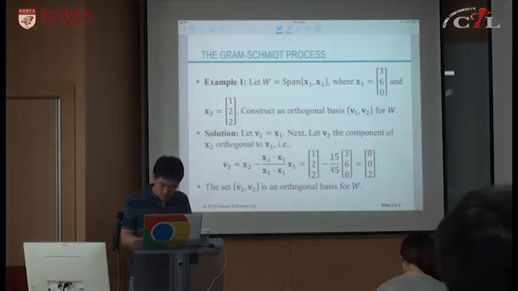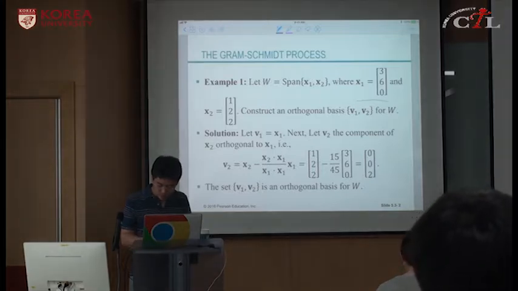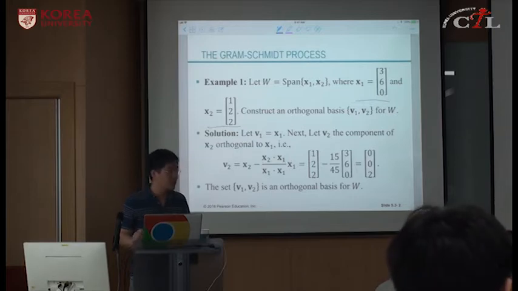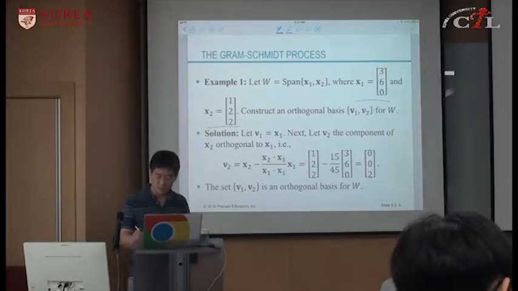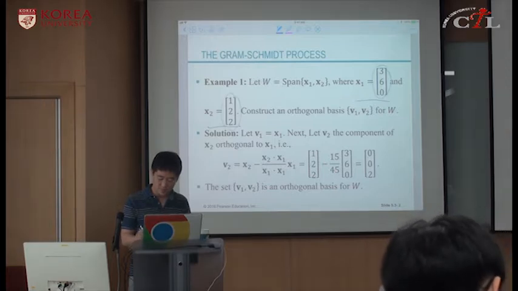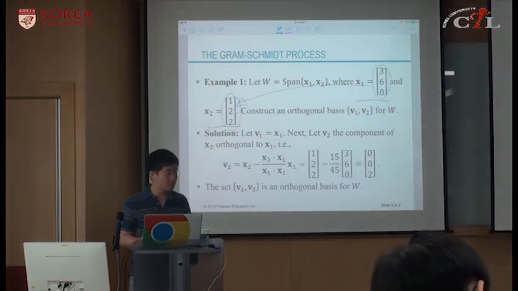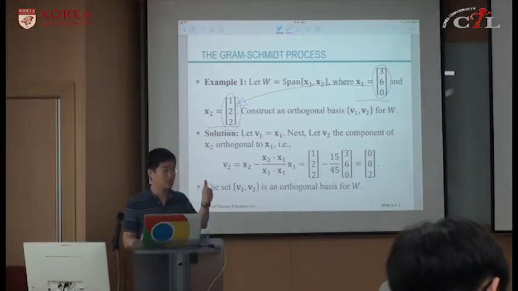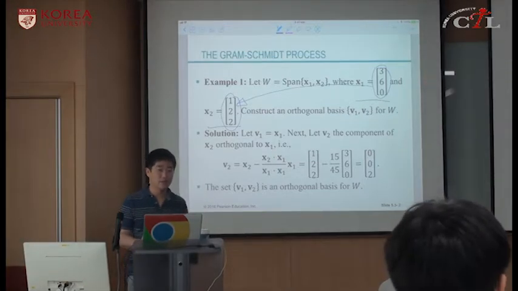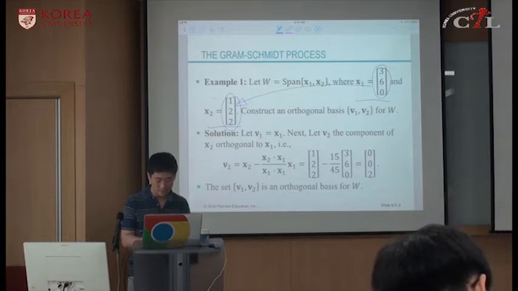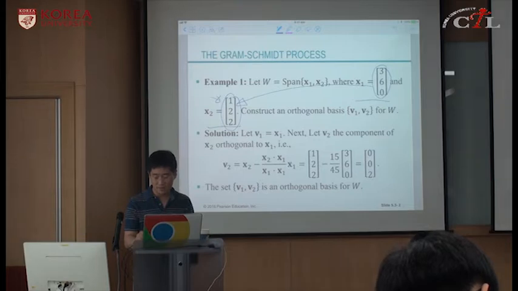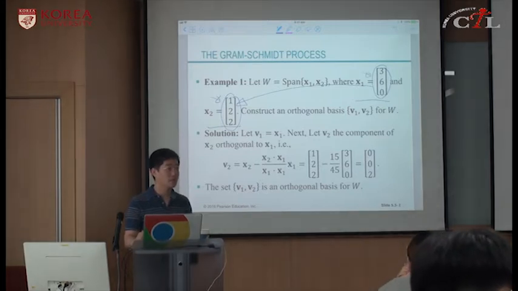Let's start with this example. So we are given these two vectors, and then let's first check if they are linearly independent or not. So this one and this one, clearly the second vector is not the scalar multiple of the first vector, right? So if we keep adding one vector at a time, the second vector is not along the line of the first vector, so they are linearly independent.